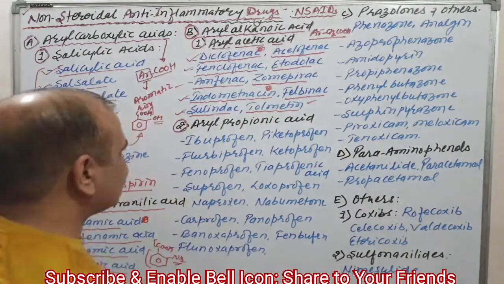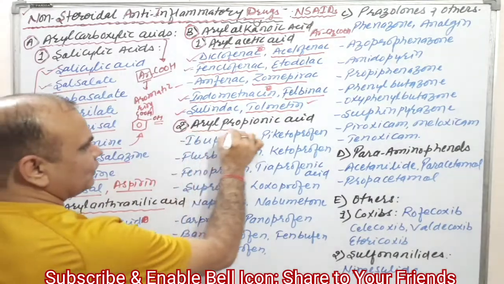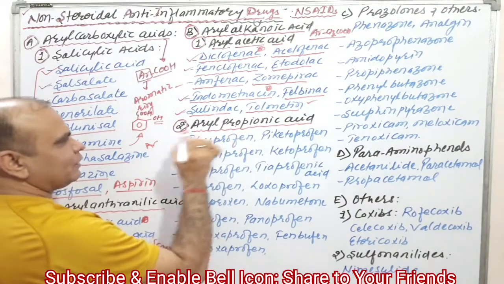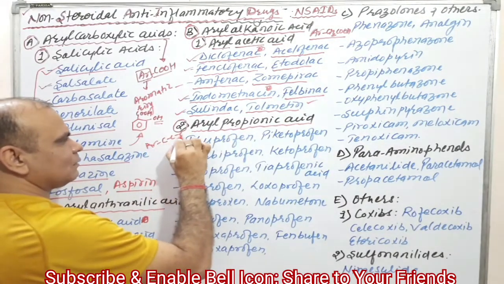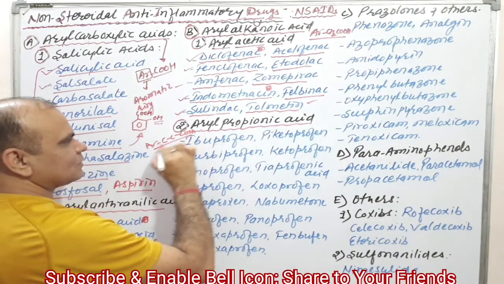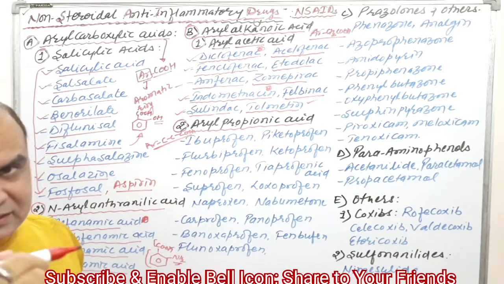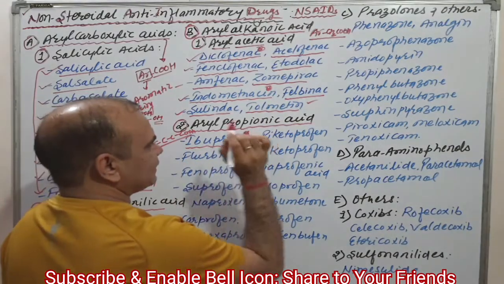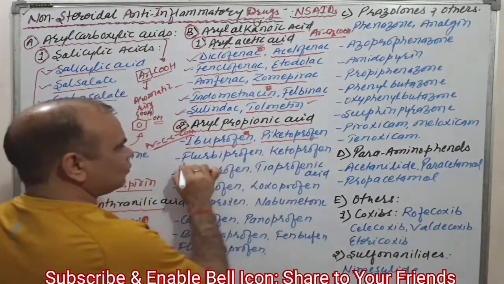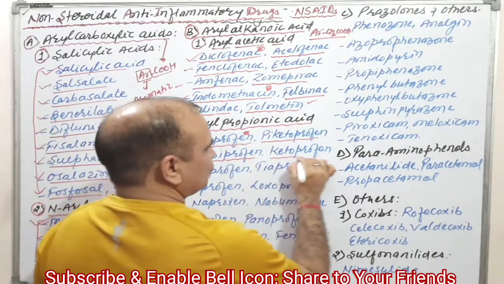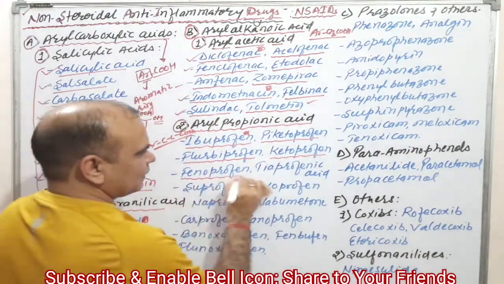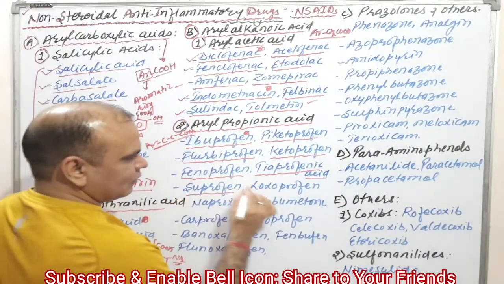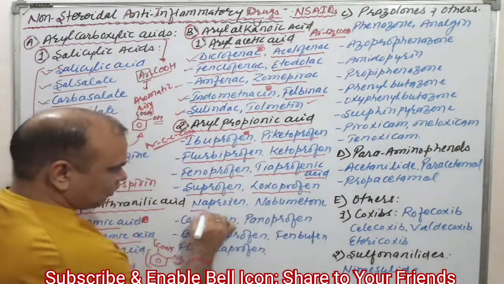Clear? Again, the next category is aryl propionic acid. See, aryl means aromatic, fine. Propionic means there will be 3 carbons, and COOH. In that situation, that is a propionic acid. Again ibuprofen, another promising drug. Pirprofen, flurbiprofen, ketoprofen, fenoprofen, tiaprofenic acid, suprofen, loxoprofen, naproxen.